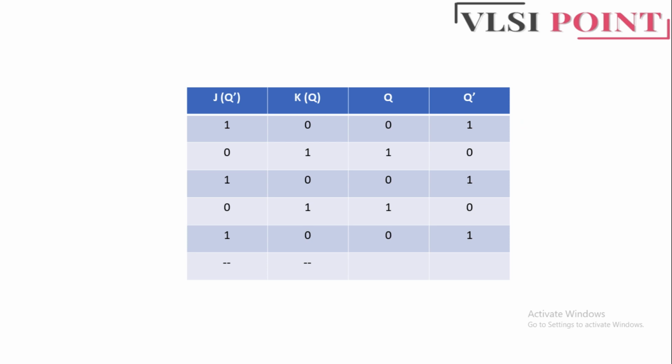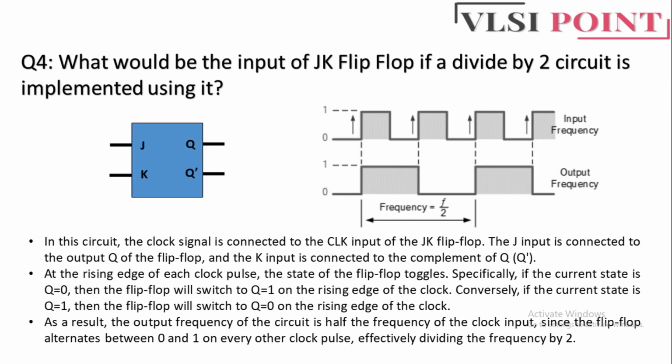So what is happening here is that between the clock which we had applied and the output which we are getting, there is a difference of 2 clock cycles. So this is how your divide by 2 circuit is implemented. Simply connect this J with Q bar and K with Q, and you will get the divide by 2 circuit. Effectively, it will divide the frequency by 2. So this is how you can solve this type of question.